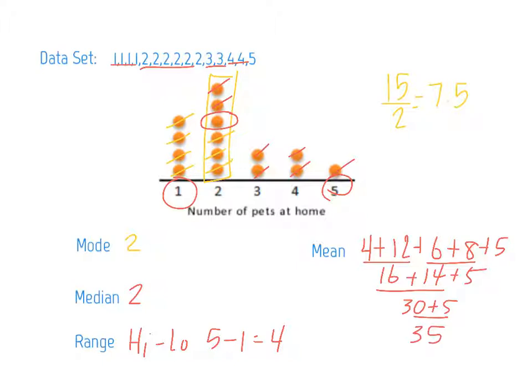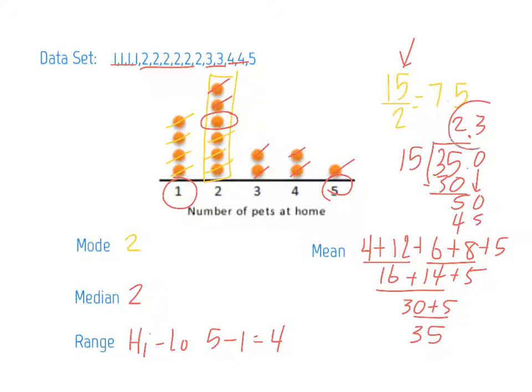And if my total is 35, I have to divide it by the total number of data points in my set, and that happens to be 15. And so 15 times 2 is about 30. And that subtract that gives you a 5. Bring down a 0. 15 into 50 is probably about 3, because I think that's about 45. So your mean is 2.3, 2 and 3/10, which is a little more than 2. And I hope your answers matched mine.